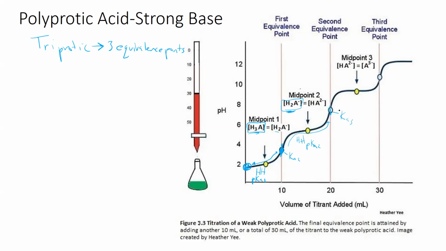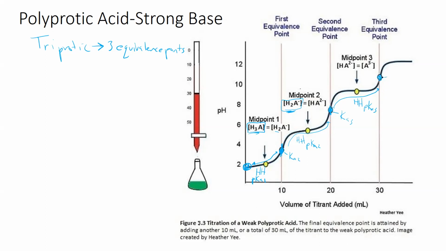And really, we should be using the Ka's at each of these steps. It's a better way of doing it. And so you use Ka3 for that point here, the second equivalence point. And then from the second equivalence point to the third equivalence point, you would use the Henderson-Hasselbalch again with pKa3. And then you get back up here. So if phosphoric acid was the initial acid, this would be something like phosphate over here.